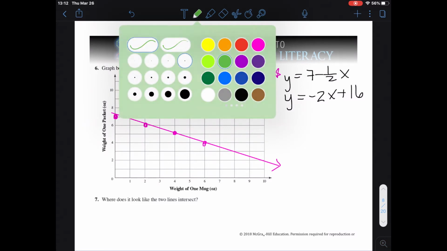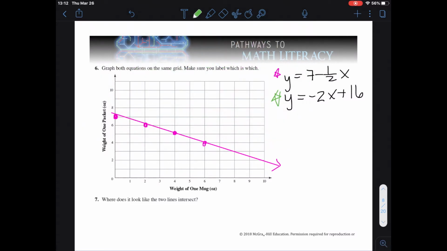If you plot the second line, let's do that one in green. I can't really plug in 0 because I don't have a spot for it on the graph. But if you plug in x equals 2, the y value is 12, still can't plug that in. When you plug in x equals 4, the y value is 8. X equals 6 gives you a y value of 4. 8 gives you a y value of 0, and then it would just be down from there. So there is our second line.